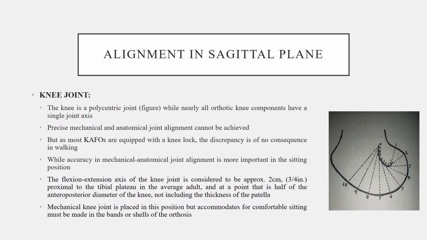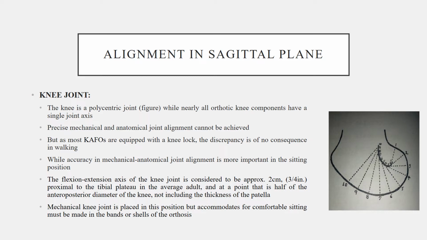As we know, knee joint is a polycentric joint as shown in figure, while nearly all orthotic knee components have a single joint axis. Therefore, precise mechanical and anatomical joint alignment cannot be achieved. Because most of the KFOs are equipped with a knee lock, this discrepancy is of no consequence in walking because the knee is locked during walking. While accuracy in mechanical and anatomical joint alignment is more important in the sitting position.